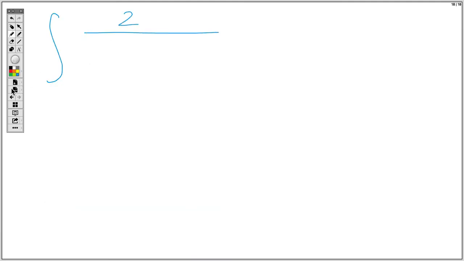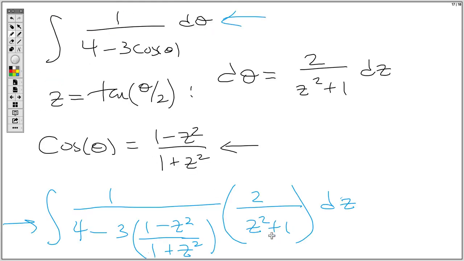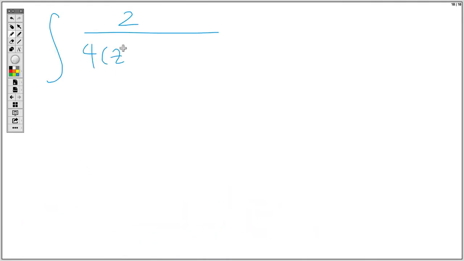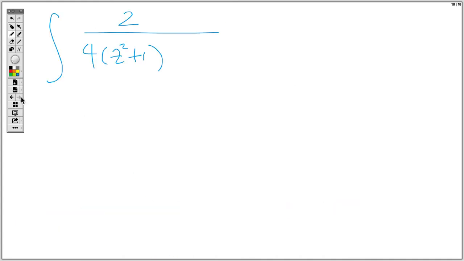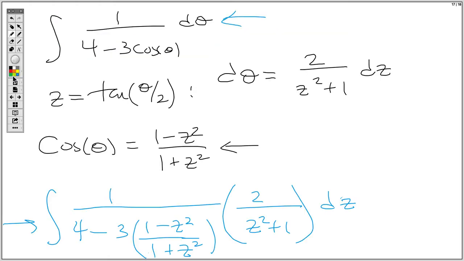So we're going to have 2 in the numerator here. I'm going to multiply the z squared plus 1. It's got to get multiplied by both of these terms. When I multiply by the first term, we're going to be multiplying z squared plus 1 times that 4. When we multiply through the second one, it'll cancel the denominator here. And I'm left with minus 3 times 1 minus z squared dz. So we're taking this, distributing it to both. Here it'll cancel that out.